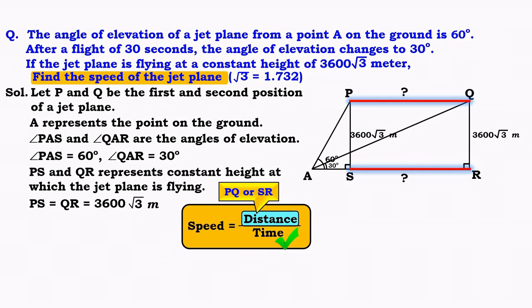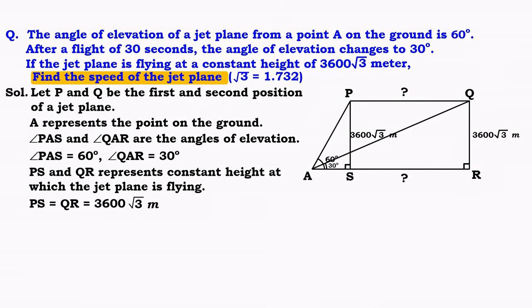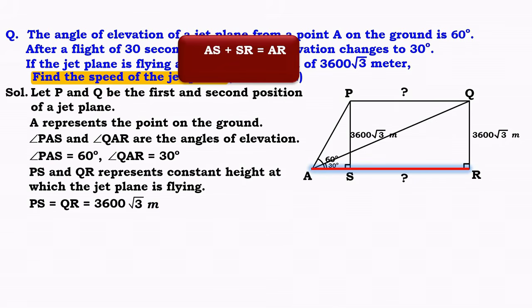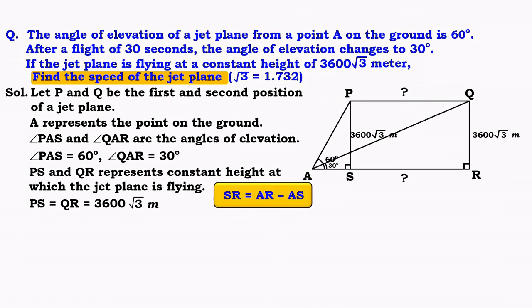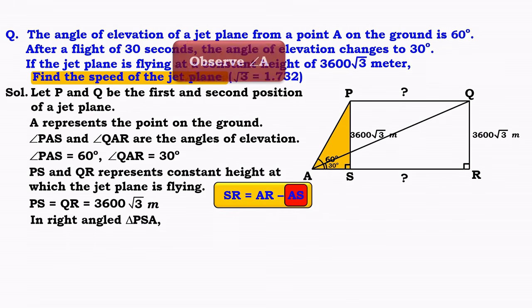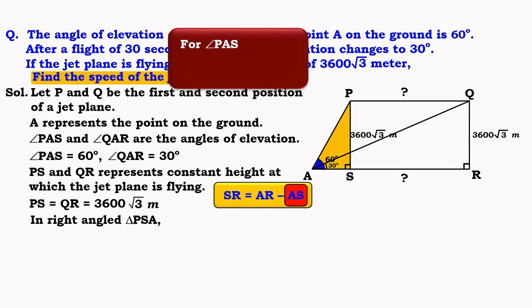Since SR is a part of AR, we can write AS plus SR is equal to AR. Therefore, SR is equal to AR minus AS. So, we need to find the values of AR and AS. The line segment AS belongs to triangle PSA. This is a right-angled triangle. Therefore, we will use triangle PSA to find the value of AS.